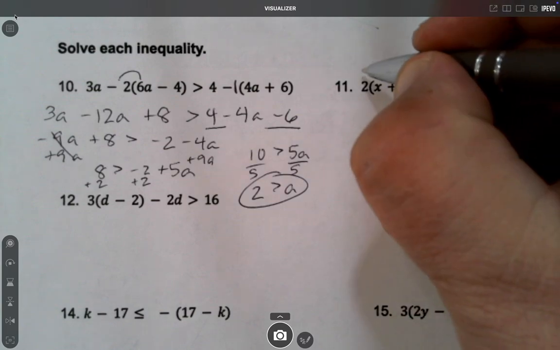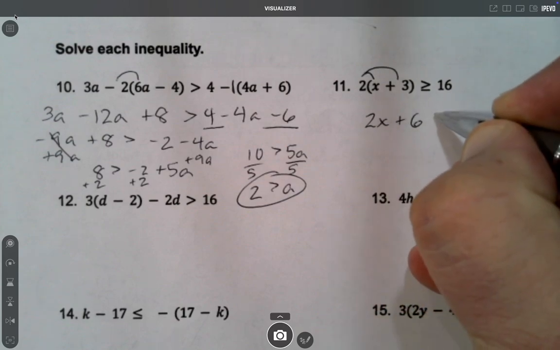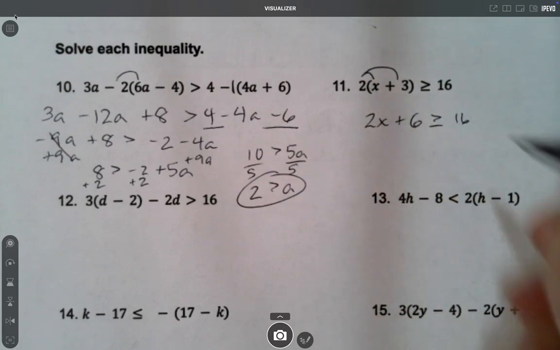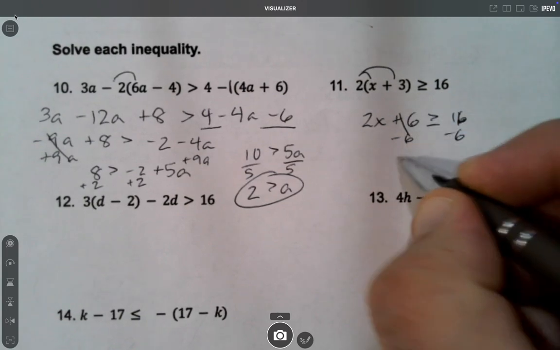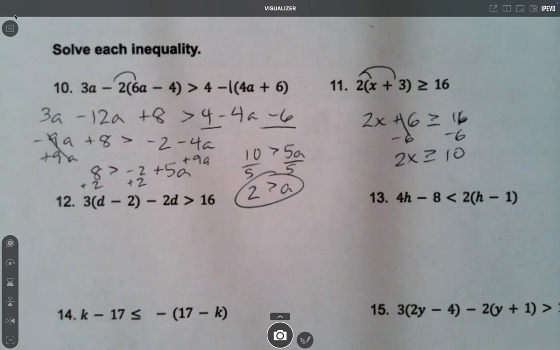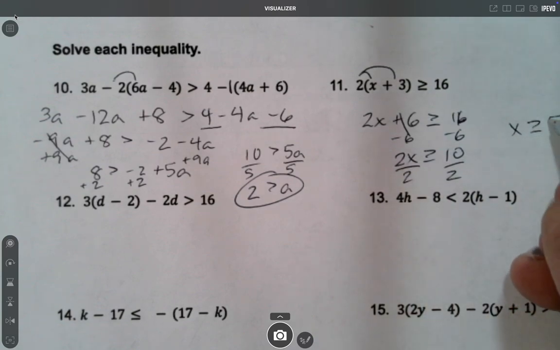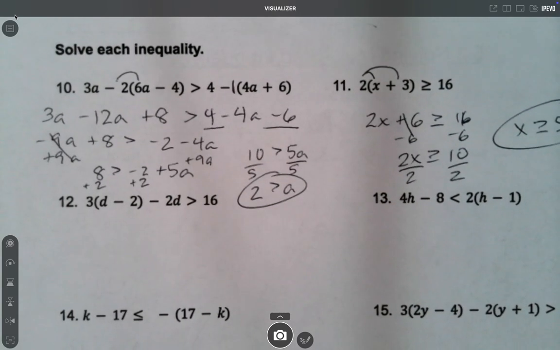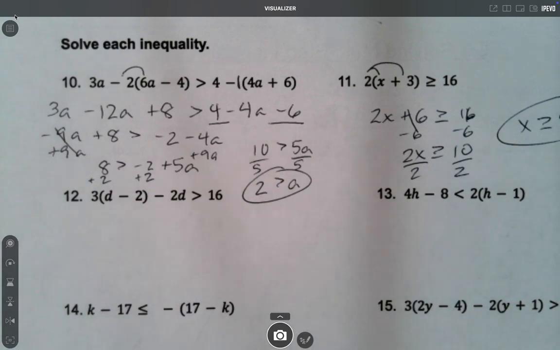Okay, 11, much quicker. We do need to distribute, but it'll just become 2x plus 6. Subtract 6 from both sides. And then we divide both sides by 2. So x is greater than or equal to 5.